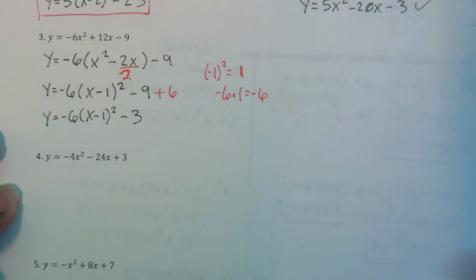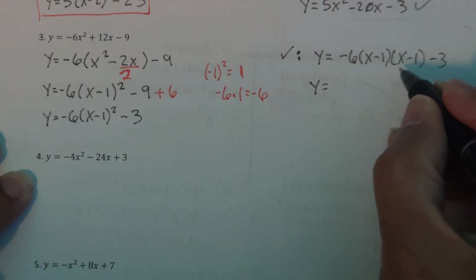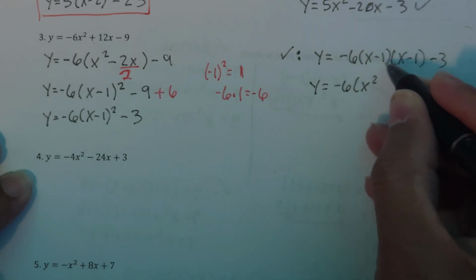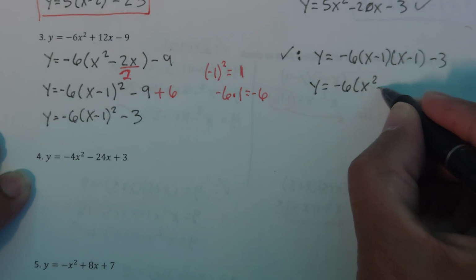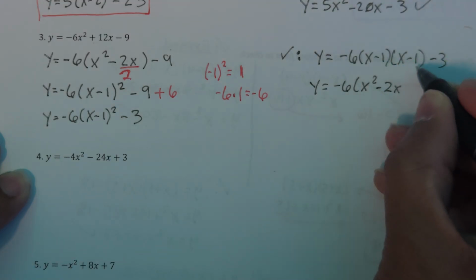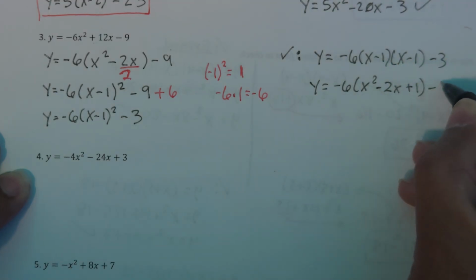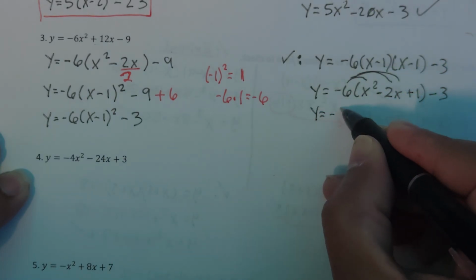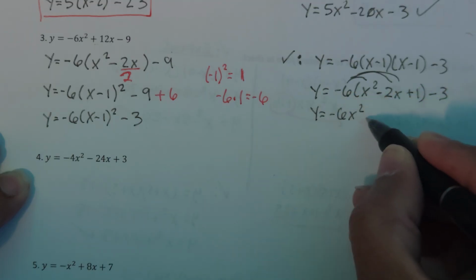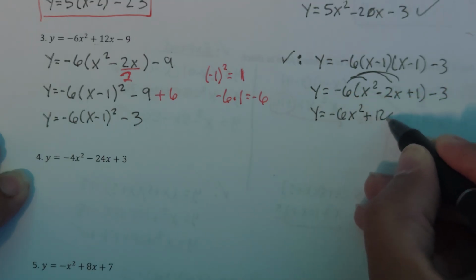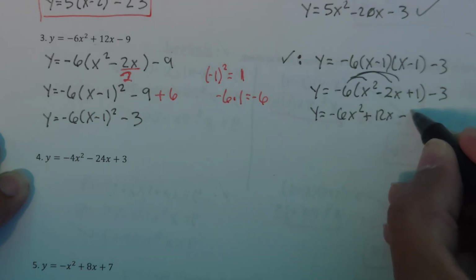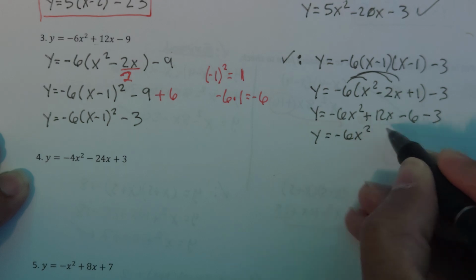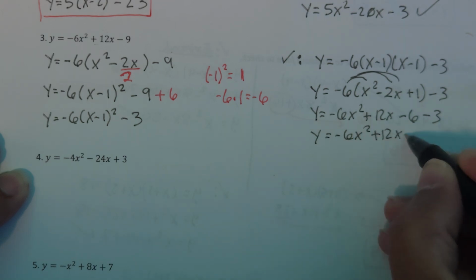Okay, then I'm going to check. So negative 6, and then x times x, I get the x squared back. X times negative 1 is negative 1x. Negative 1 times x, they combine to negative 2x. Negative 1 times negative 1 is positive 1, minus 3. Now distribute. So then y equals negative 6x squared. Negative times negative is positive, so 6 times 2 is 12x. Negative 6 times 1 is negative 6, and then minus 3. So then y equals negative 6x squared plus 12x minus 9.